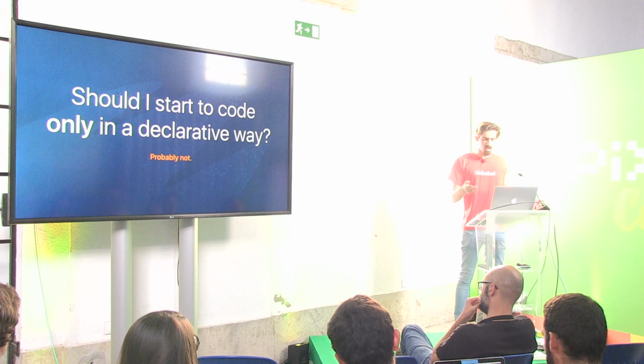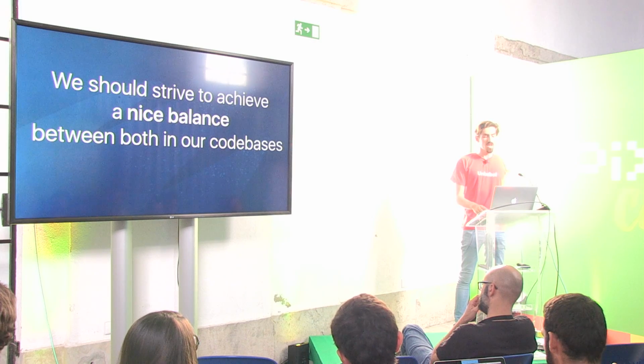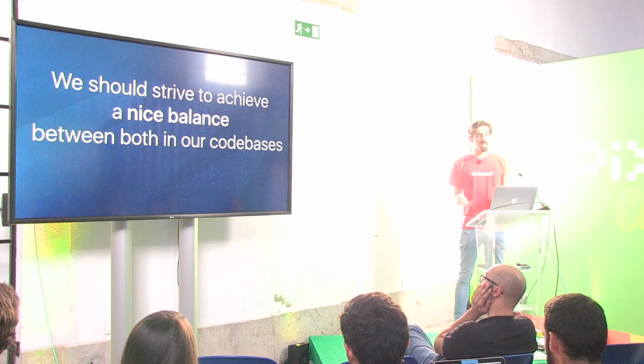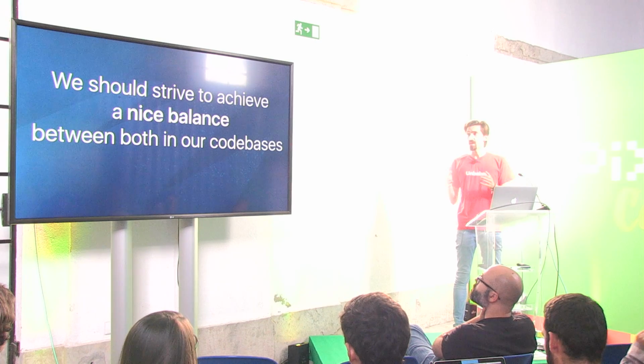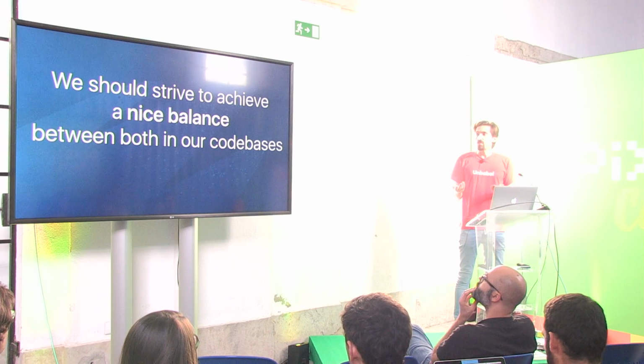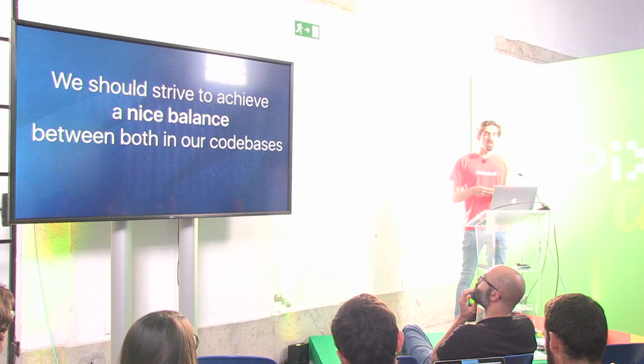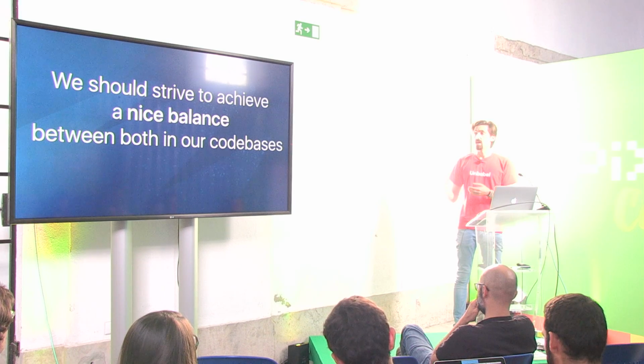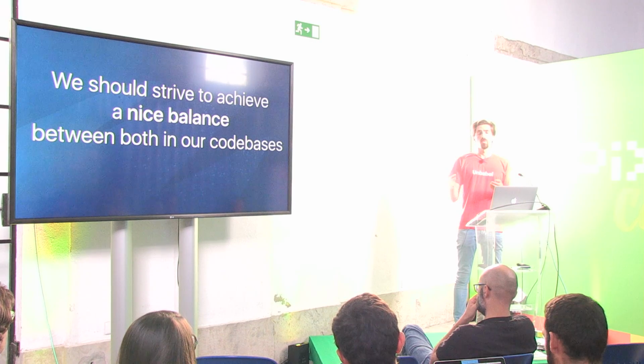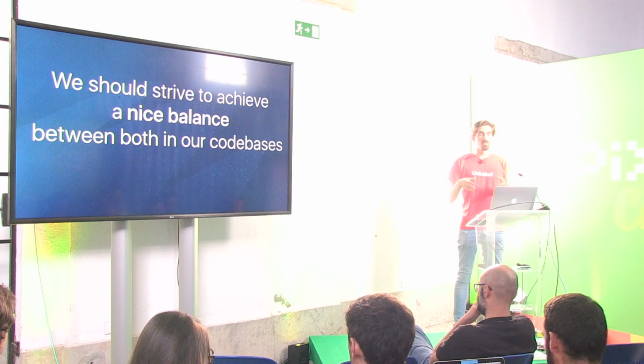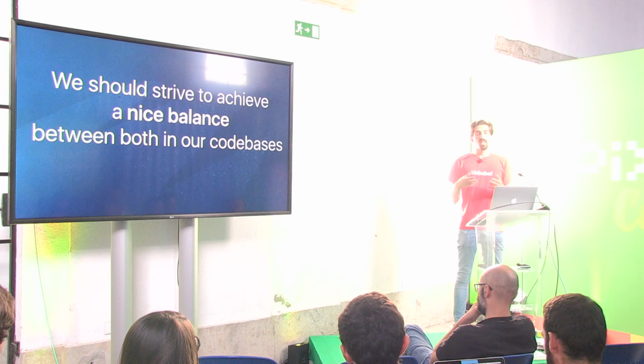And I think that both of them have pros and cons. What we need to think of is that we need to strive for a balance between both in our code bases. Because, for example, if you want to have performance and you're only using a declarative approach to programming, most of the time you're relying on some sort of abstraction over an imperative approach. And that abstraction has to be general enough to be used in almost all the cases.